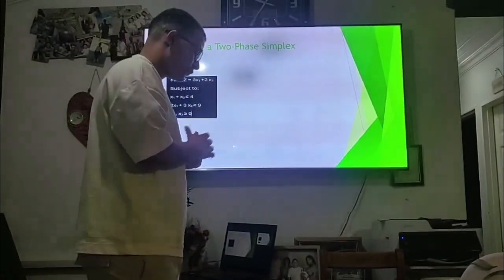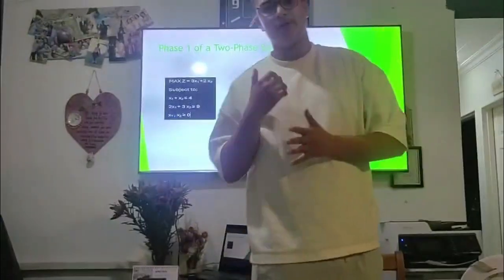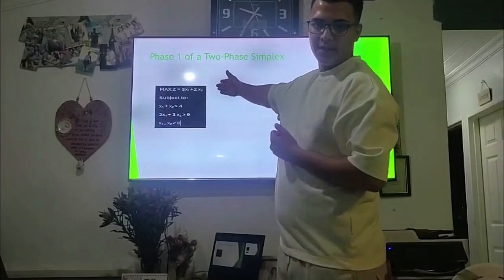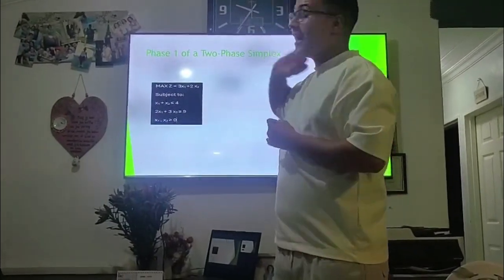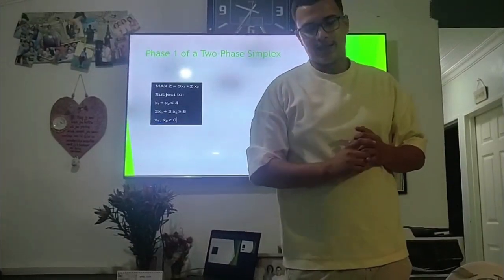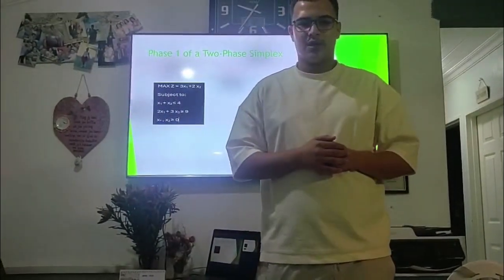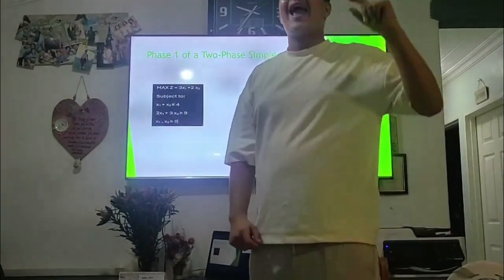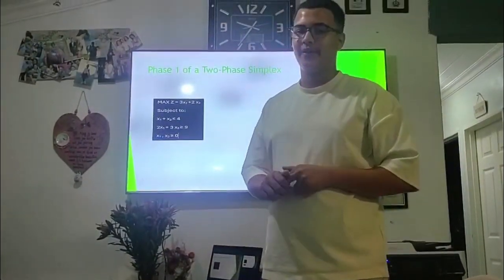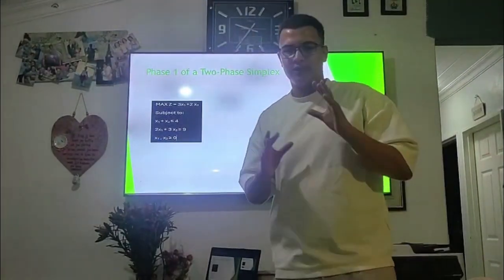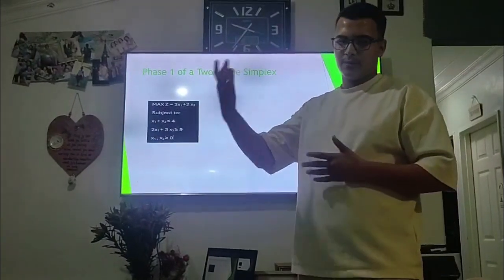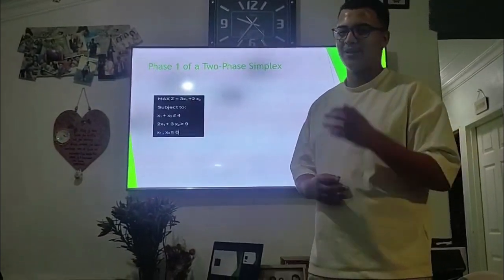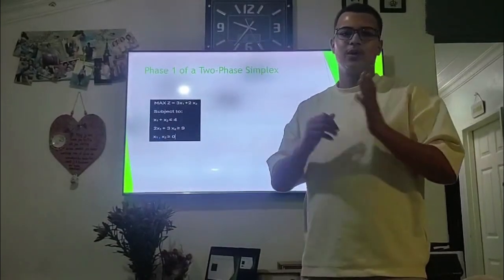The first thing you should do when you have a two-phase algorithm is to add slack for any less than or equal to constraint, and subtract excess for any greater than or equal to constraint. Then also add your artificial variable. The artificial variable is there so that we can subtract our excess, use a two-phase algorithm, and find the feasible area.